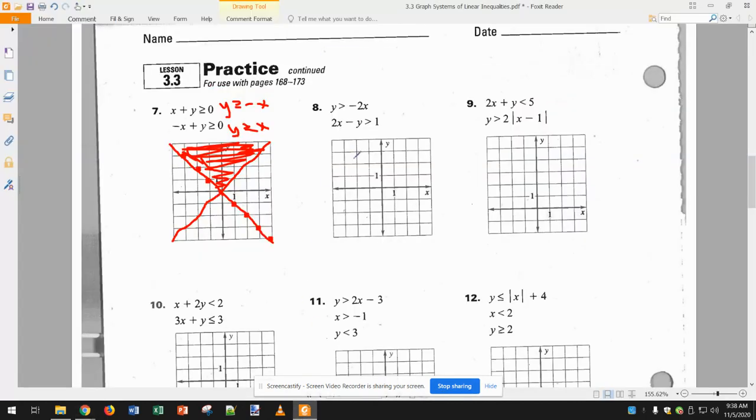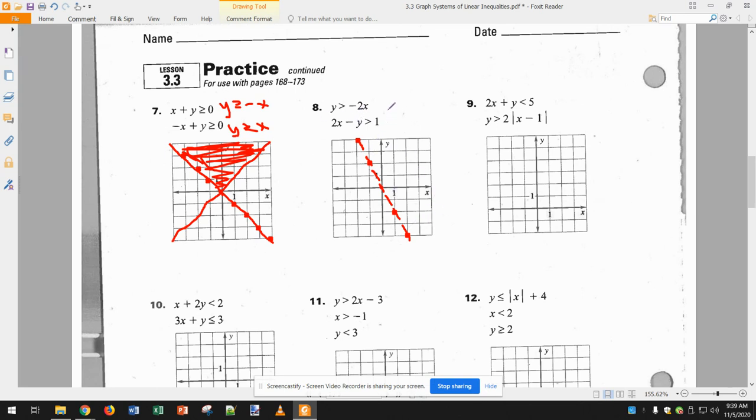Okay, yes, number 8. This one's already in slope-intercept form, so if there's no y-intercept, it goes through the origin. Slope of -2 this time, so we go down to the right 1, down to the right 1, up to the left 1, up to the left 1. So this line should be sloping from left to right, going downhill. It should be a dashed line because it's a strict inequality. Then I'm going to shade above that line, so that would be over here.